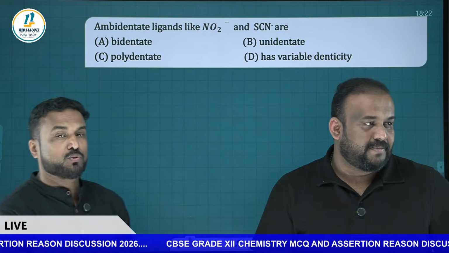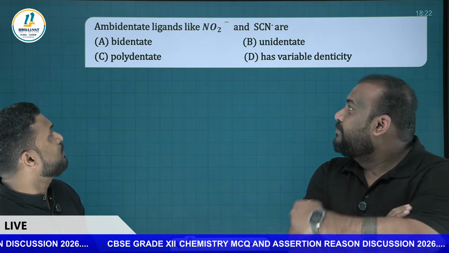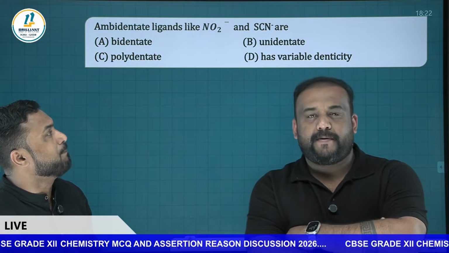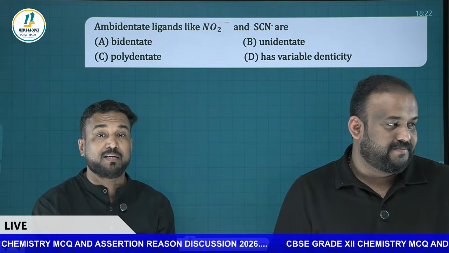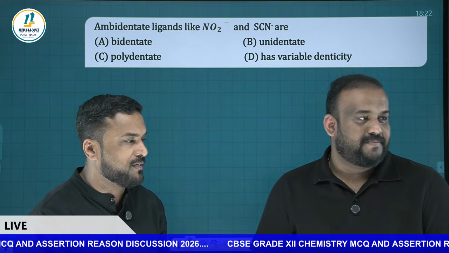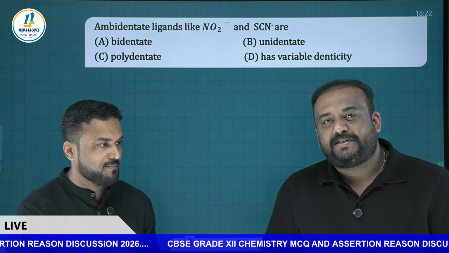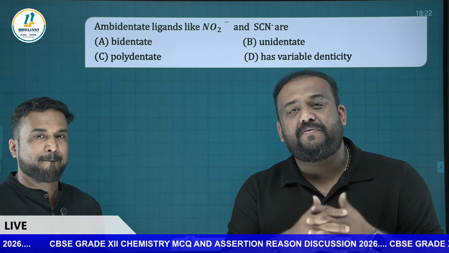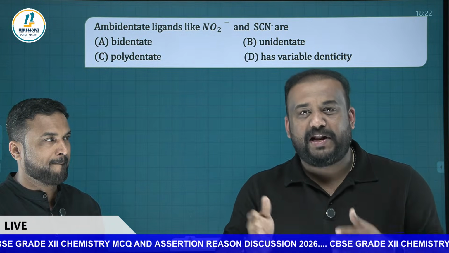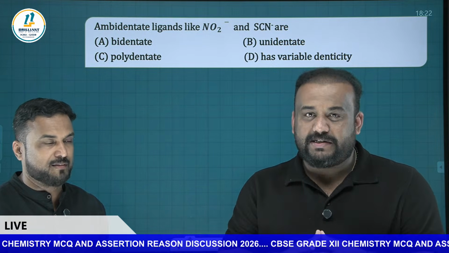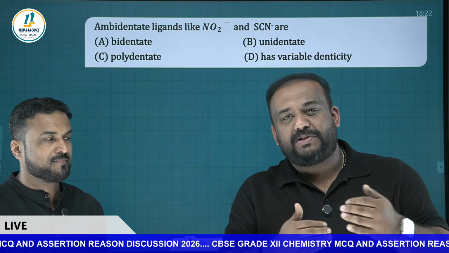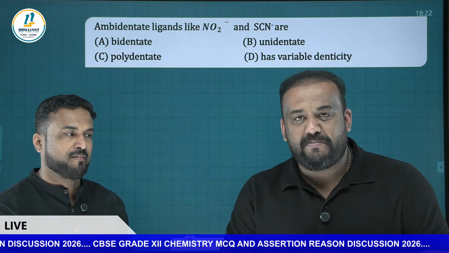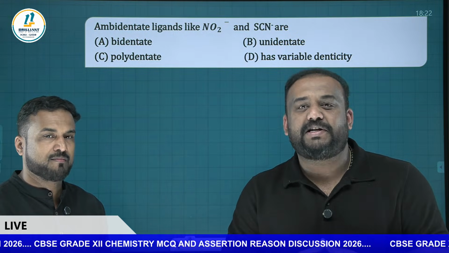Read the question, comparatively an easy one. Ambidentate ligands like NO2- and SCN- are. Read carefully, there is a chance to make an error. In many cases from previous exams, we have seen students making one common mistake between ambidentate and bidentate ligands. Ambidentate ligands are those ligands which have 2 donor sites, but only one can be used at a time. But bidentate is multiple coordination at the same time.